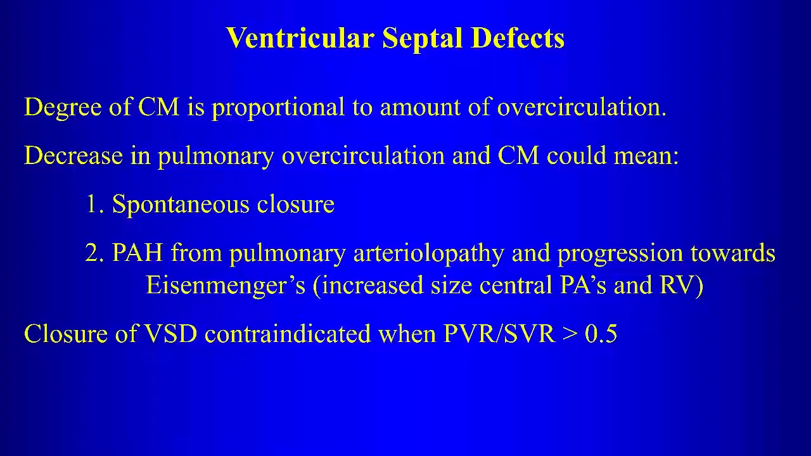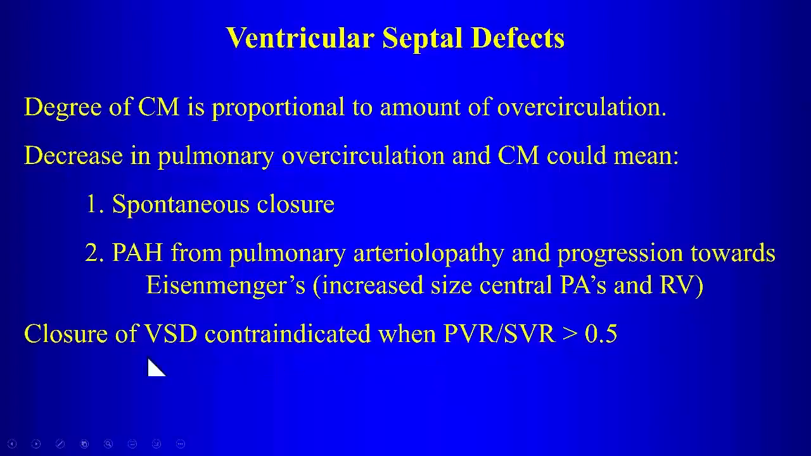If there's a decrease in pulmonary overcirculation and cardiomegaly, again, might be good news, might be bad news. Might be good news if there's spontaneous closure of the VSD, but it might be bad news if what's happening is we're developing pulmonary artery hypertension and that increased pulmonary vascular resistance is decreasing the amount of left to right shunting through the pulmonary circulation. And then that means you're getting into Eisenmenger's territory, and then we'll see very large pulmonary arteries and dilatation of the right ventricle.